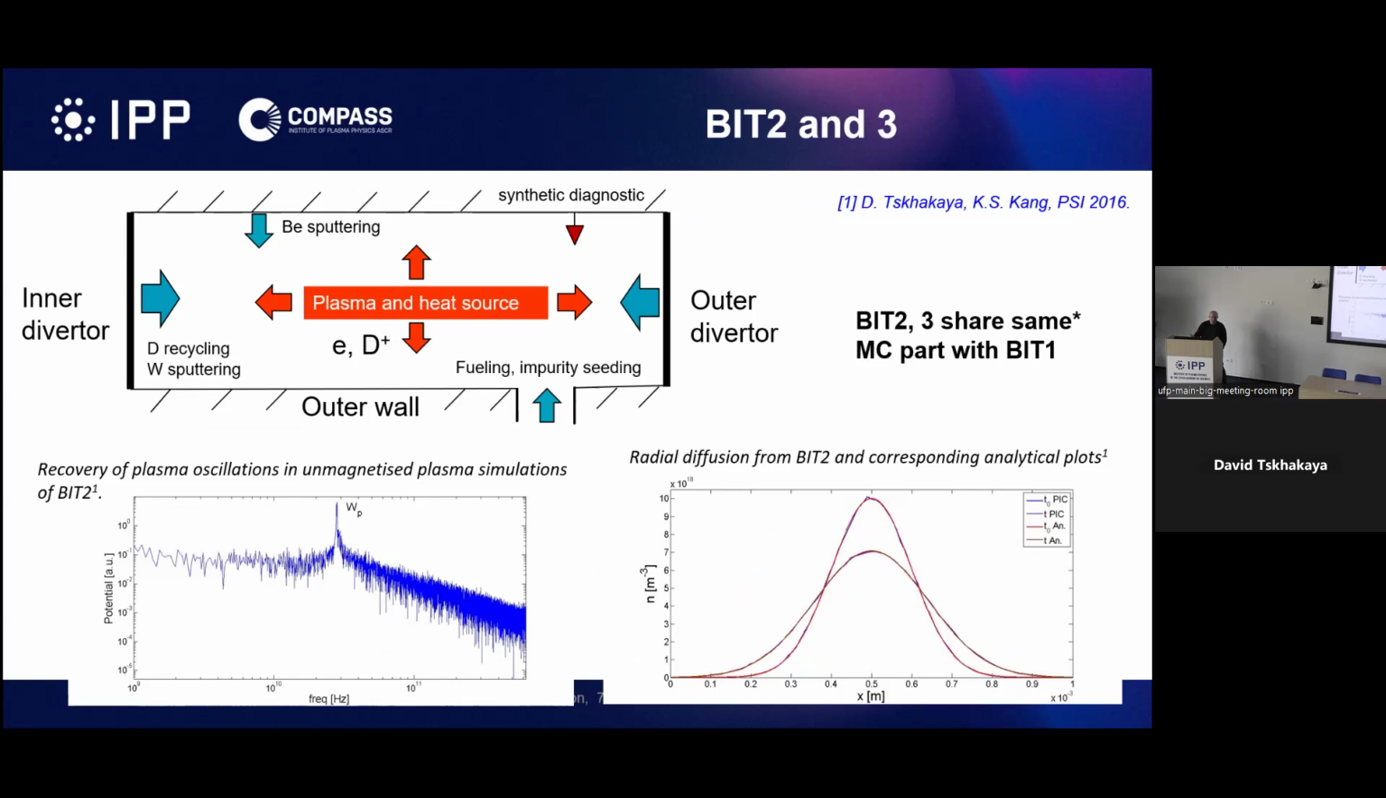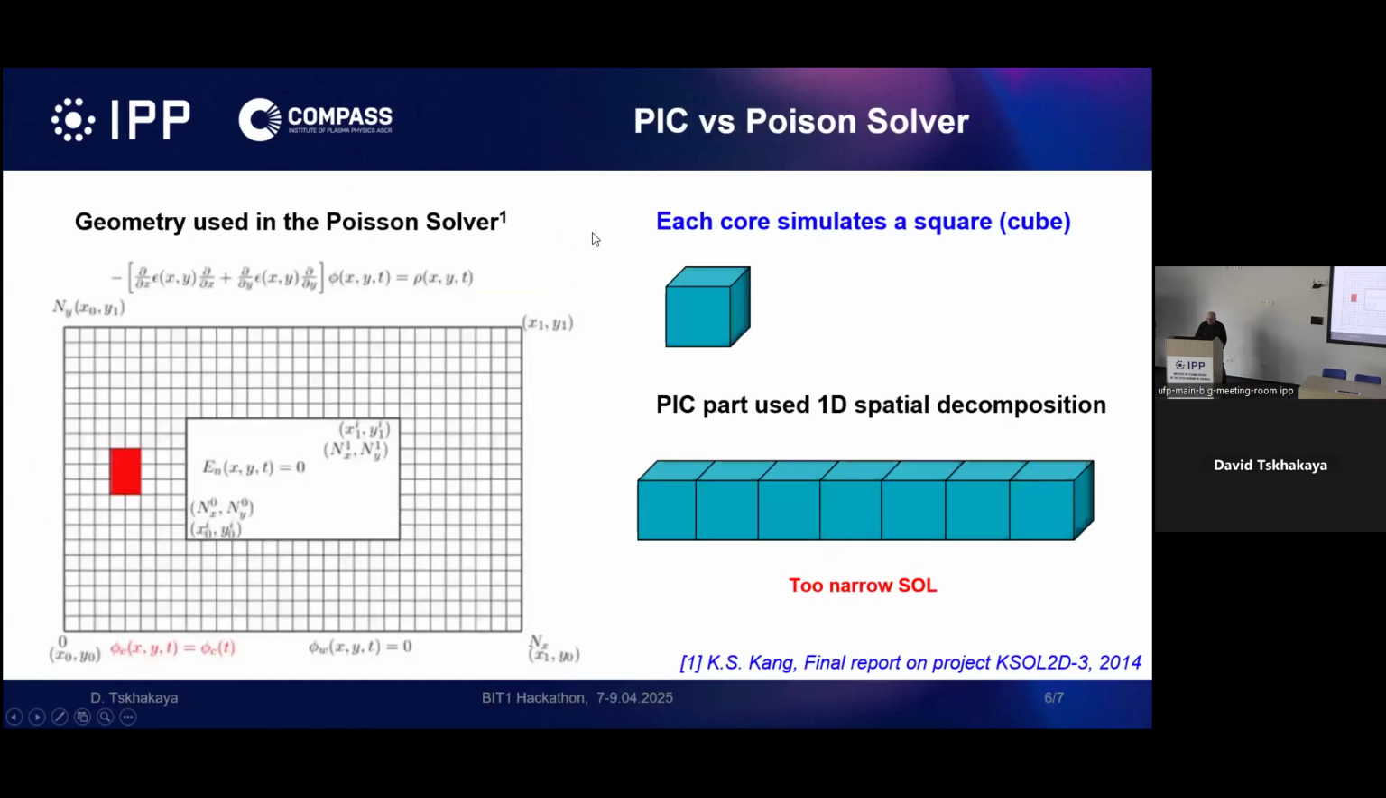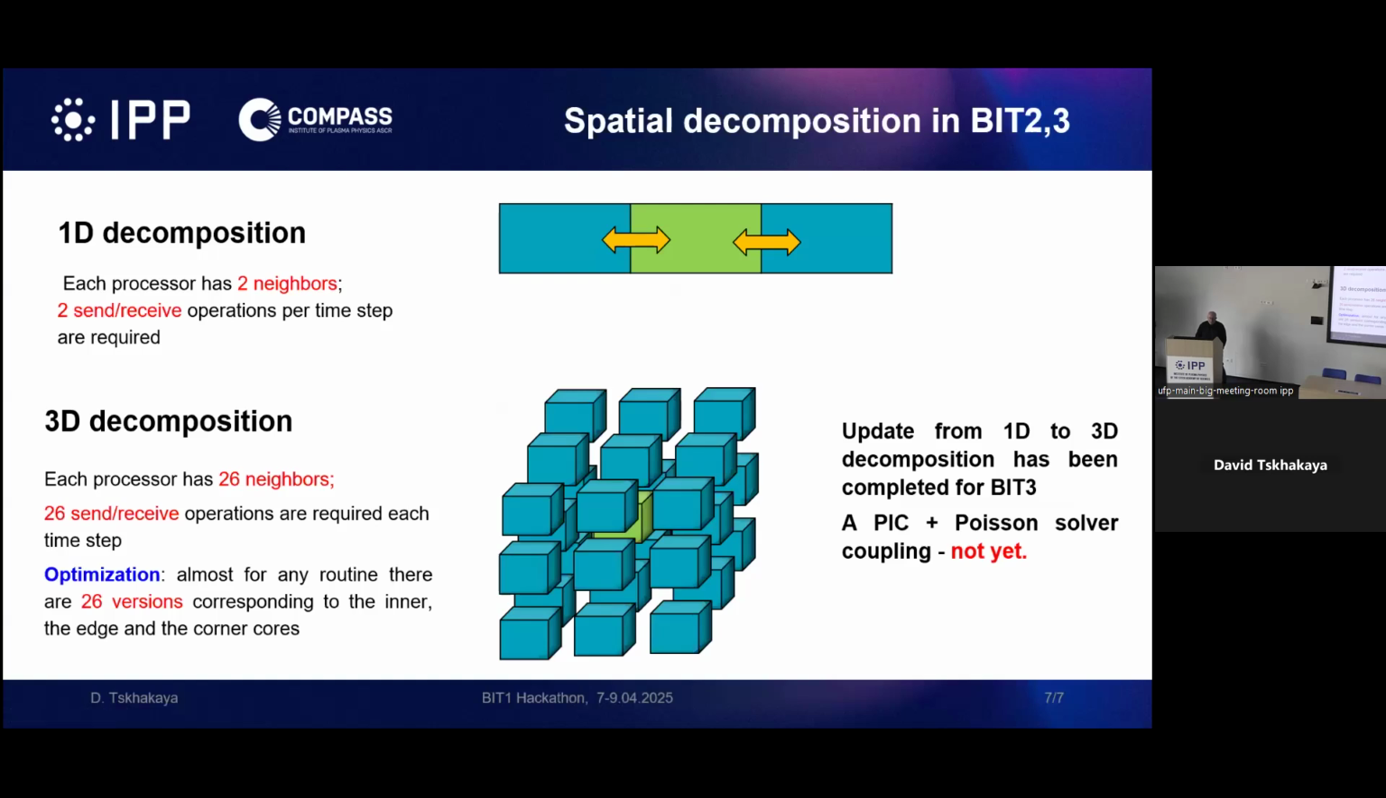So you have different solvers for this. Different if you use an inner solver. Different if you have a corner core, so it simulates the corner, so it's different. Different if you have a core which overlaps this fueling area. Different if it has a synthetic diagnostic. So in reality, for almost each routine, you need to have 26 plus different versions corresponding to each case.